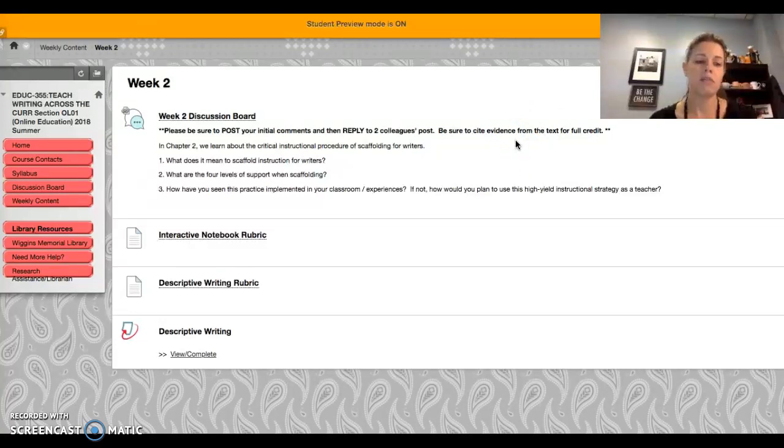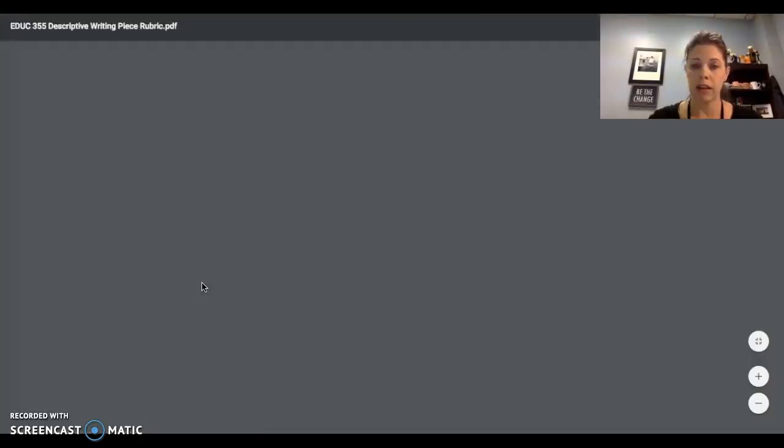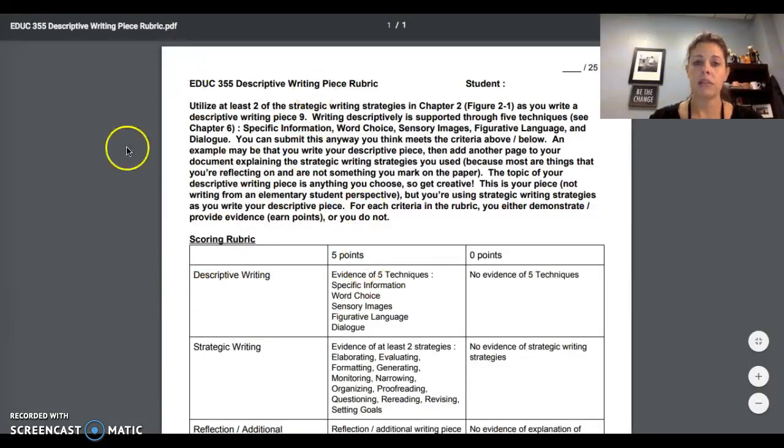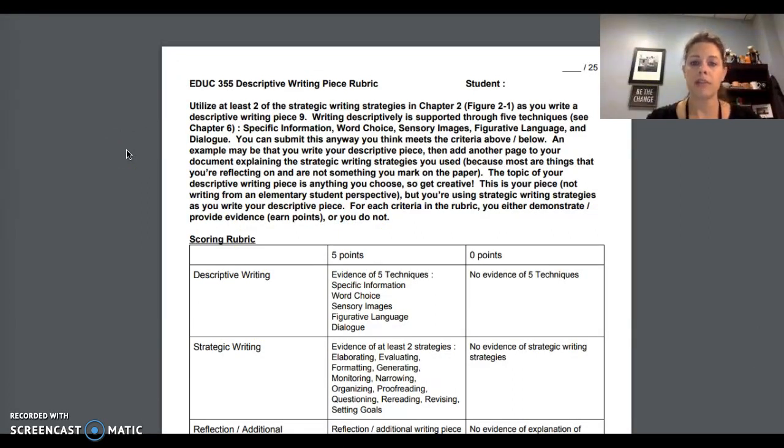So then as we move forward into Chapter 6, we're digging into more descriptive writing. Let's talk a little bit about what you will be doing for your descriptive writing piece. So here is the rubric that you're going to refer to. So looking at Chapter 2, those figure 2.1, again, we're looking at those writing strategies for strategic writers. I want you to write a descriptive writing piece.